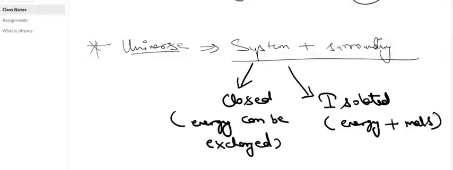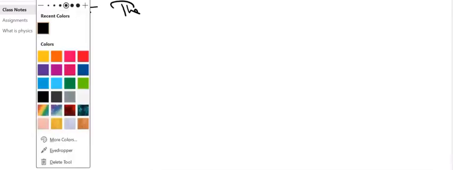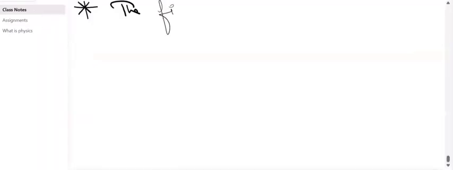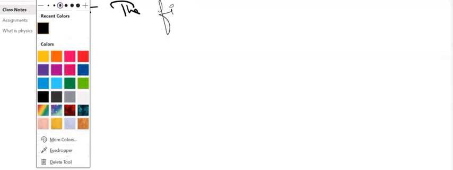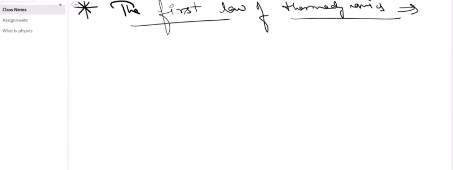Any doubts? Okay. So now after this, we are having the next topic and that is the laws of thermodynamics. So let's do the study of that also. What do we understand by the law of thermodynamics? Okay, so let's do the study of the very first law of thermodynamics. So what does the first law of thermodynamics tell us?